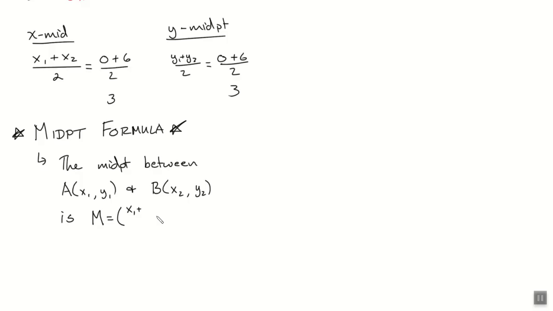What should go there in the x direction? X1 plus what? X2. I wrote Y for some reason. That gets divided by 2. And we use a comma. And then we just have the other half of it. Y1 plus Y2 divided by 2.